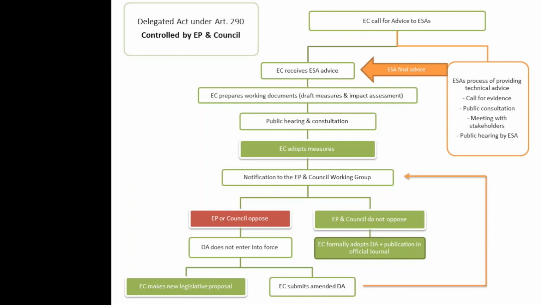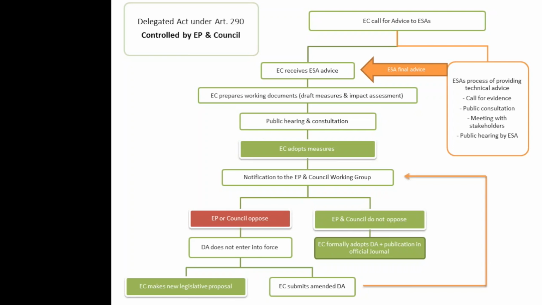the Commission has a chance to make a new legislative proposal or submit an amended draft, and then it notifies the Parliament and the Council again, and it goes through the same procedure. So what are the crucial points if you want to lobby on delegated acts?